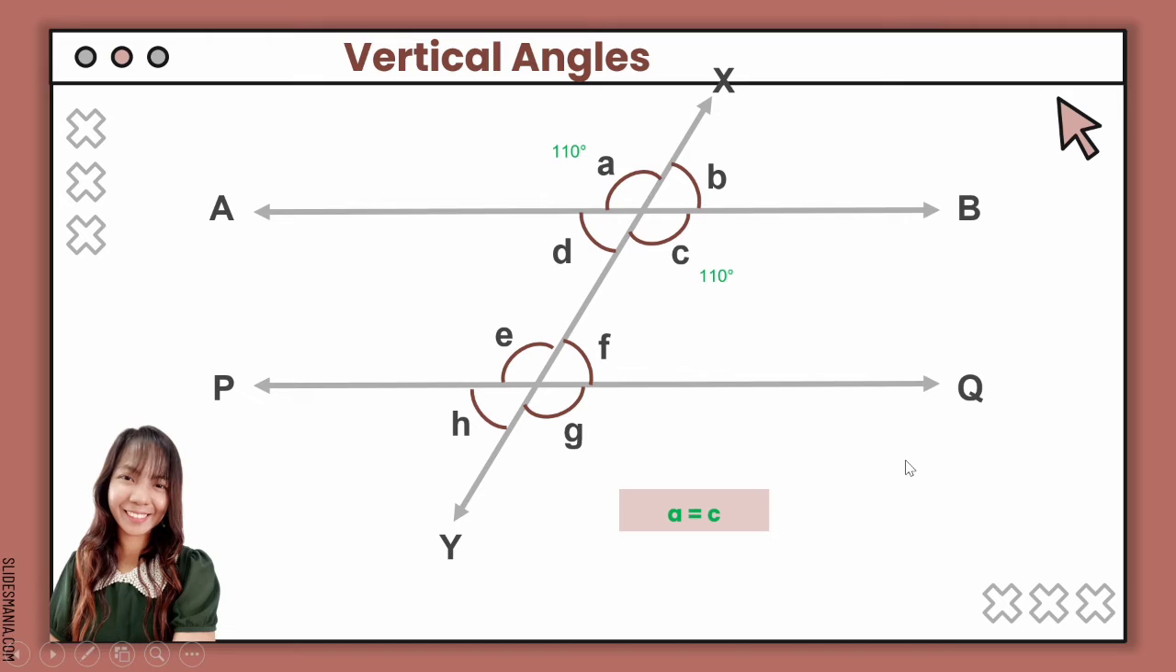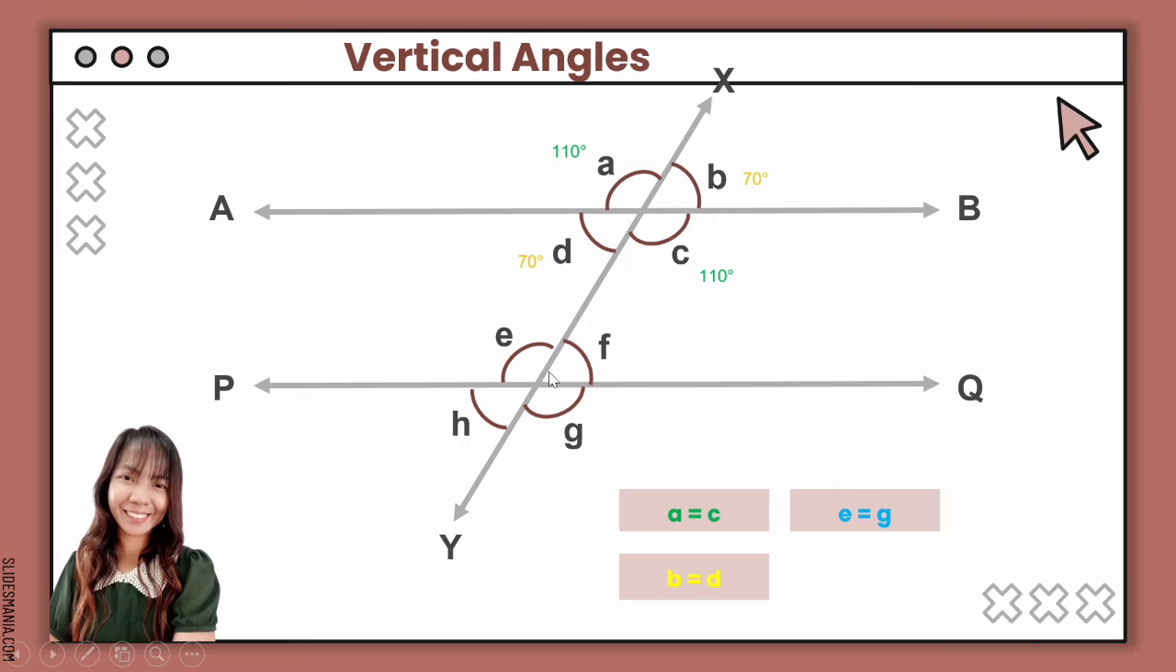Another vertical angles, angle B and angle D. Angle B and angle D. For example, angle B is 70 degrees. So angle D is also 70 degrees.